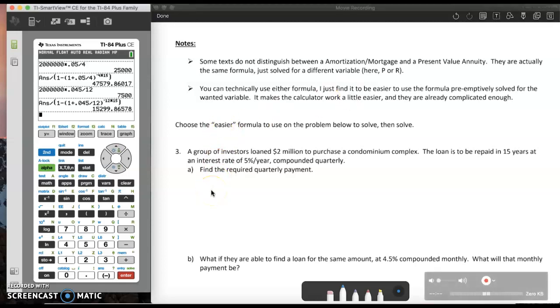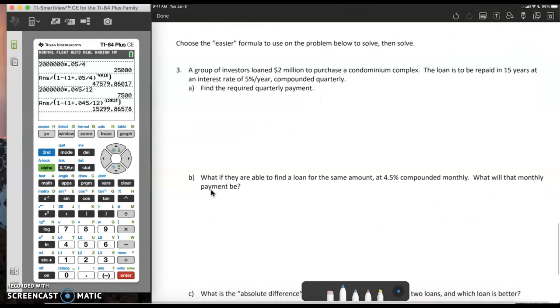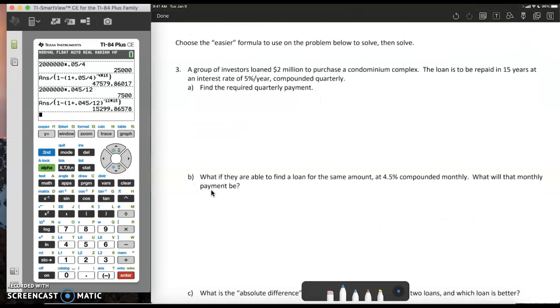But we're going to practice one last time choosing the, quote, easier formula to solve one more of these types of problems. So in this case, we have a group of investors loaning $2 million to purchase a condominium complex. The loan is to be repaid in 15 years at an interest rate of 5% per year compounded quarterly. The question is to find the quarterly payment. So based on that, quarterly payment, those recurring payments are the big R's.